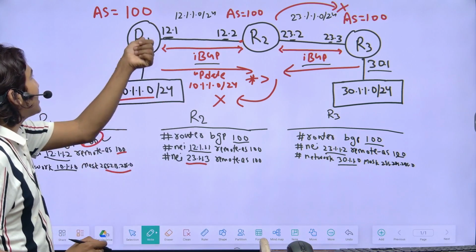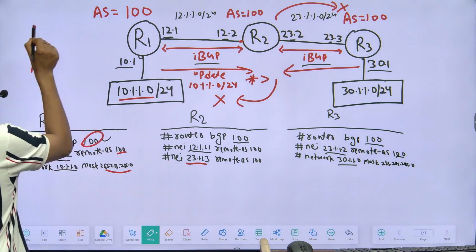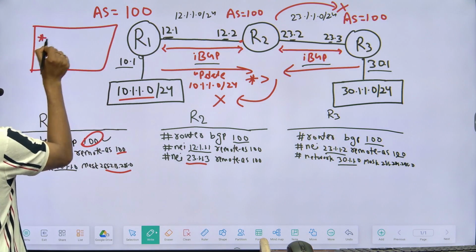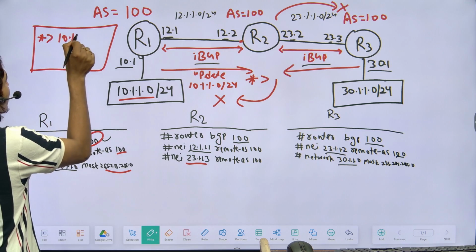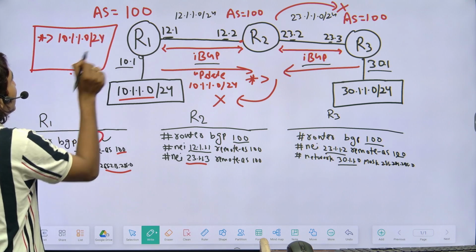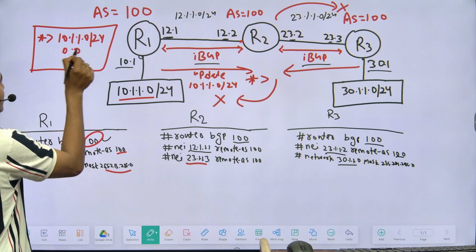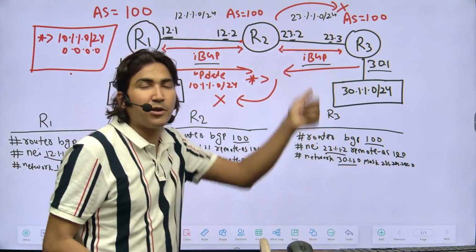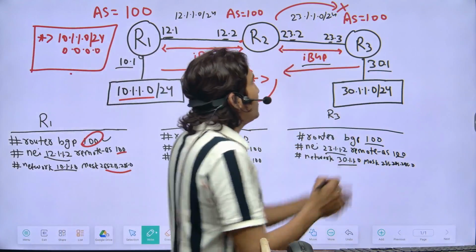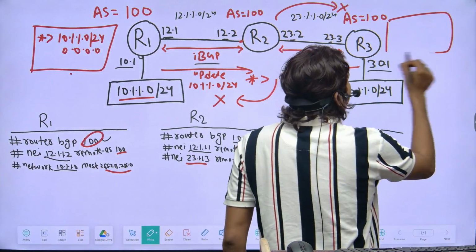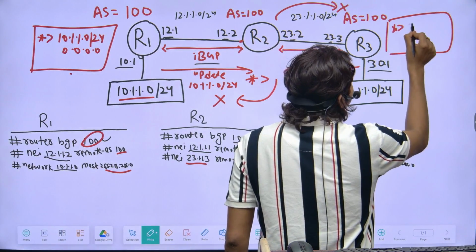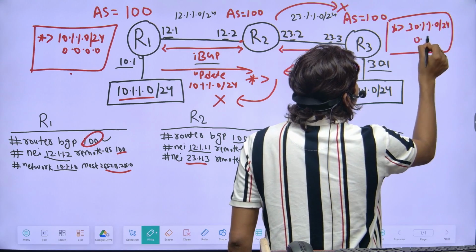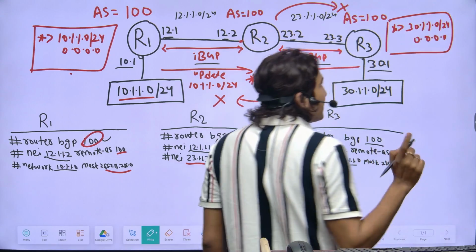If you check the BGP table of R1, here you will have one subnet, valid as well as best, 10.1.1.0/24, and the next hop is going to be 0.0.0.0, a self-advertised prefix. If you check the BGP table of R3, then you will have only the 30 subnet here, valid as well as best, 30.1.1.0/24, and the next hop is again 0.0.0.0, self-advertised.